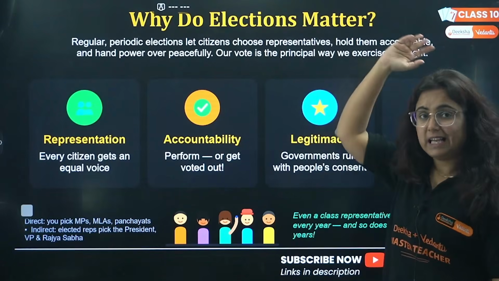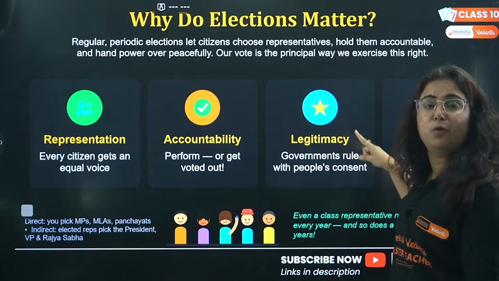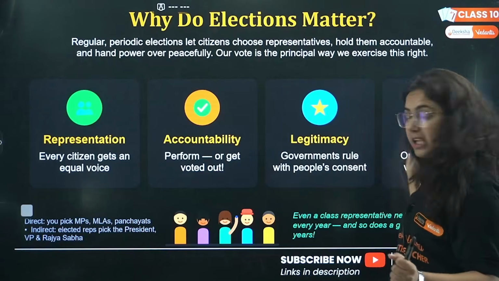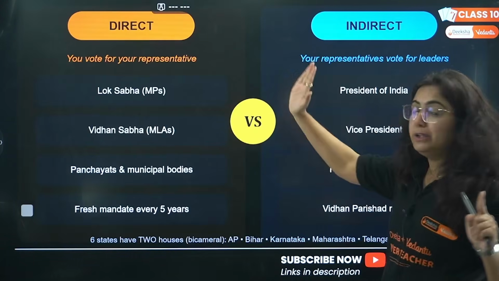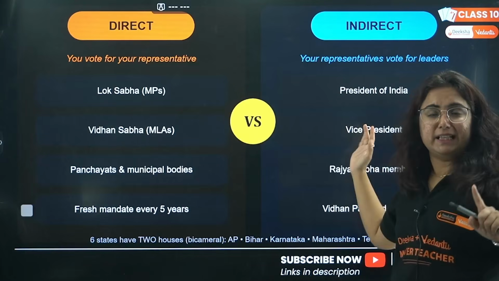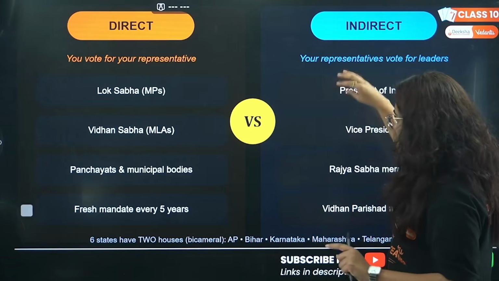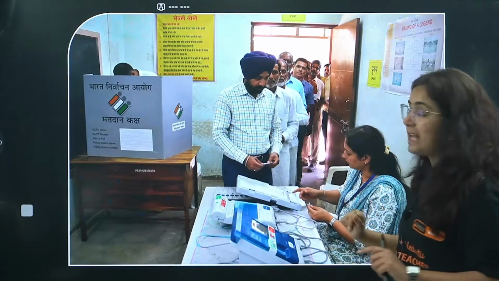The first important question is, why do elections matter? Beta, these are the 4 points. You frame the heading. These are the heading keywords, frame the line and get full marks. Next, we have the difference between direct as well as indirect types of elections, and the organizations, institutions and leaders for which these types of elections happen.